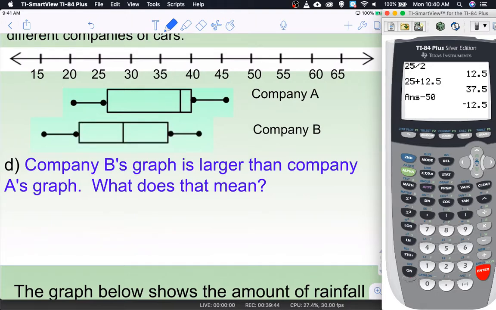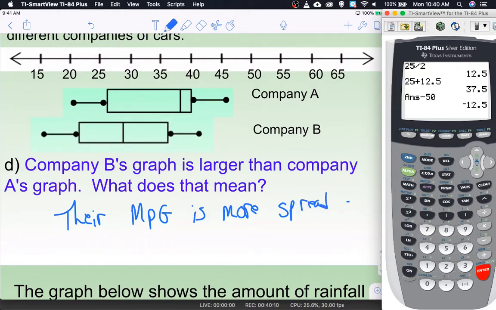Okay, well, it means that their data is more spread out. The miles per gallon their car gets is more varied. It's more spaced out. It's not as compact. And that's it. It's just dispersion. It's more spread out. Their miles per gallon is more spread out. I can write spread out.